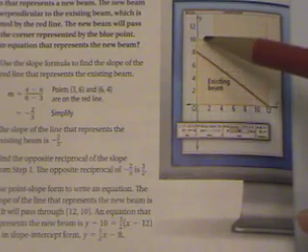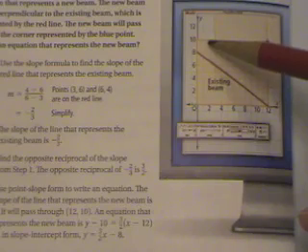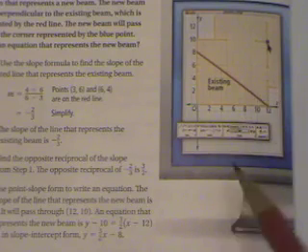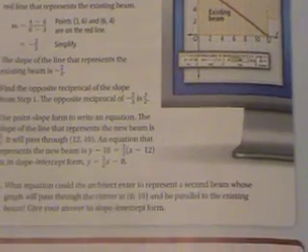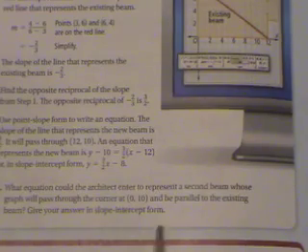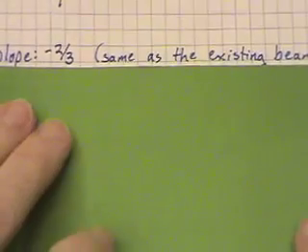But regardless, you have the slope of the new line. Why? Because it's parallel to this red line. You have 1 point on this new line. Give me an answer in slope-intercept form. What's the equation for the crazy new beam?